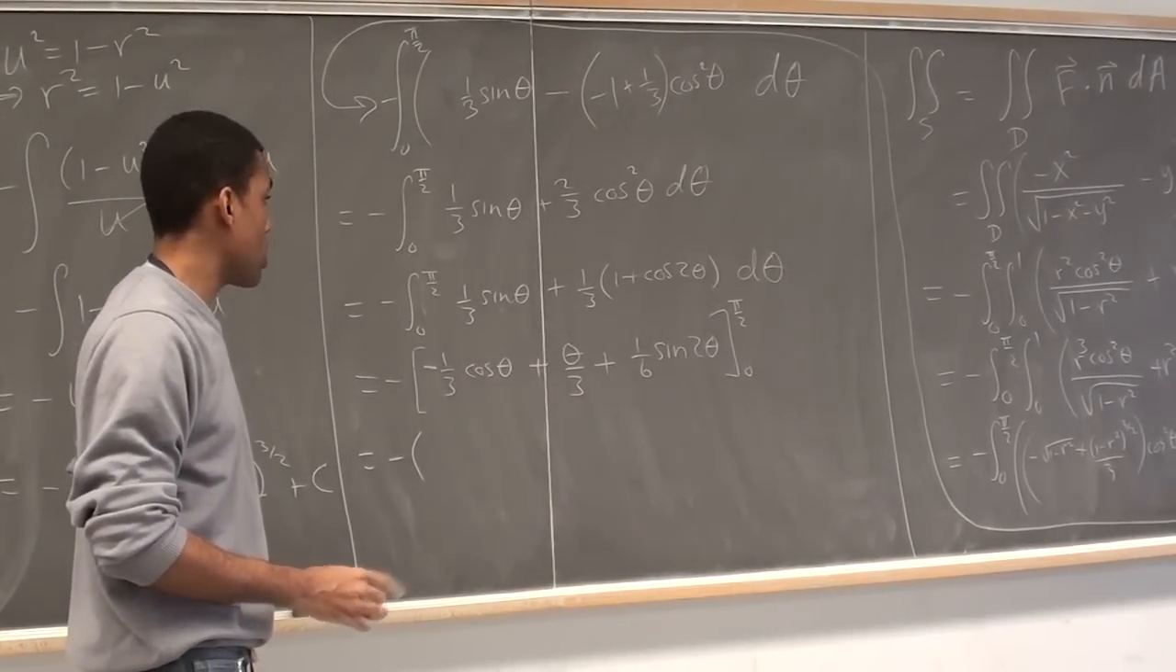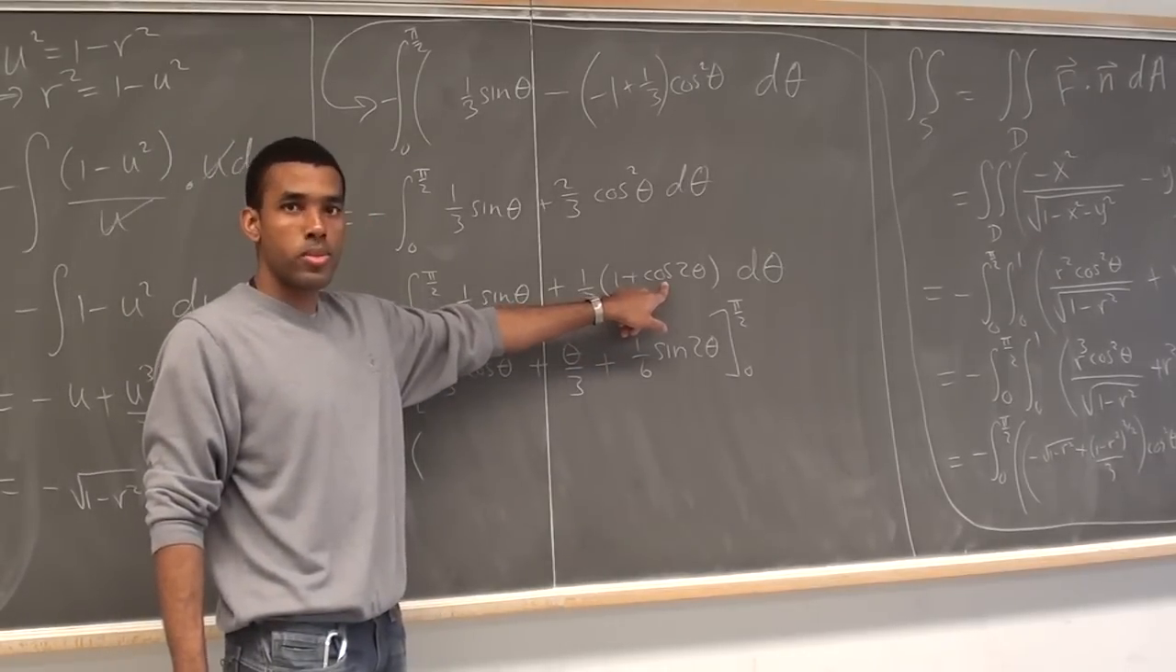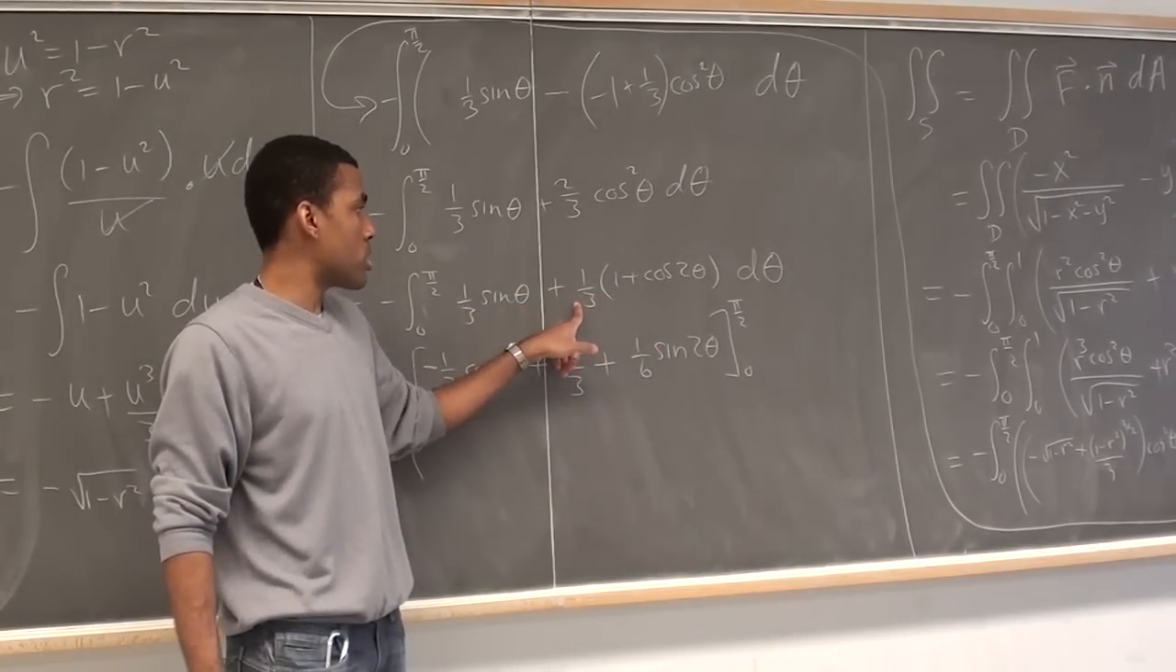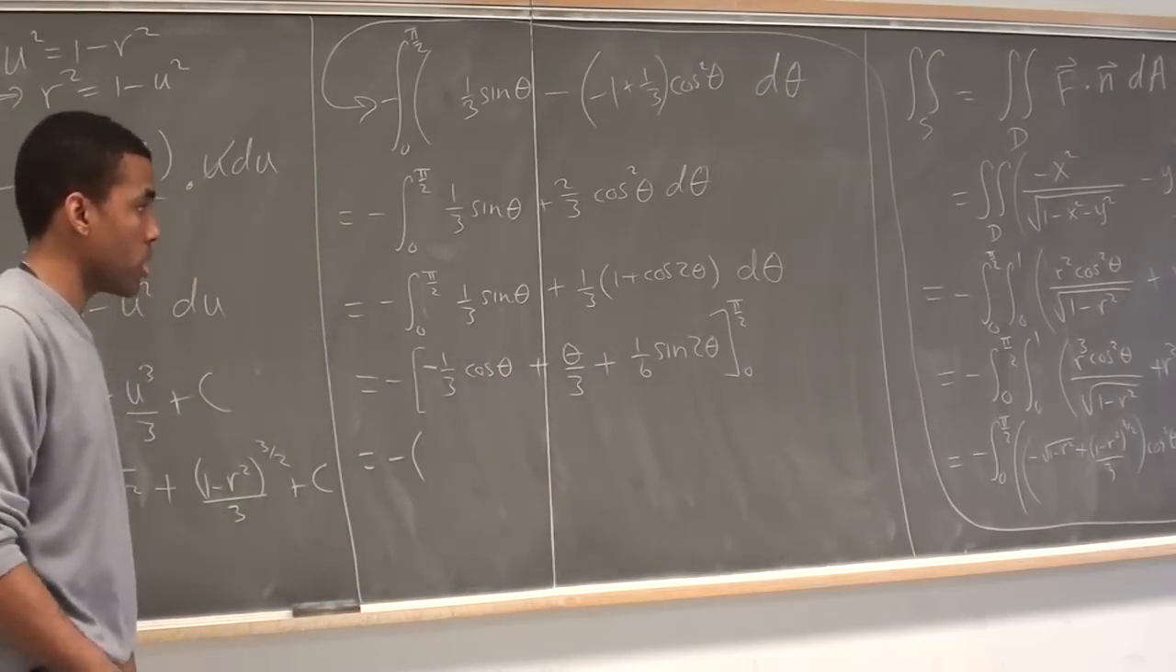Why is it 1 over 6? The integral of cosine 2 theta is 1/2 sine 2 theta, times this one third. It's a u-sub onto 2 theta.